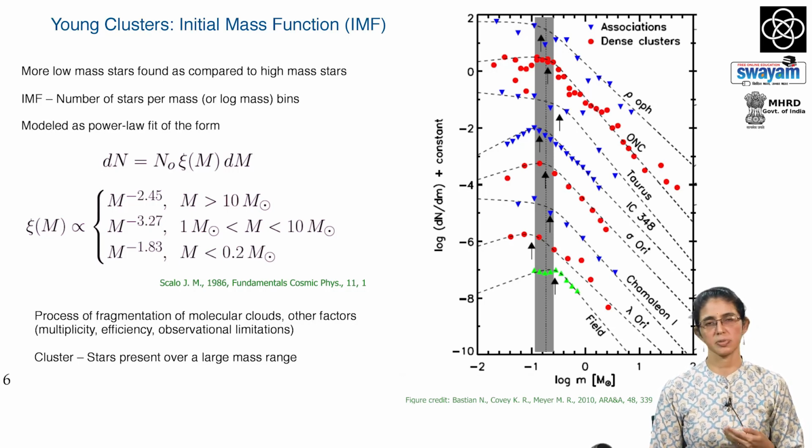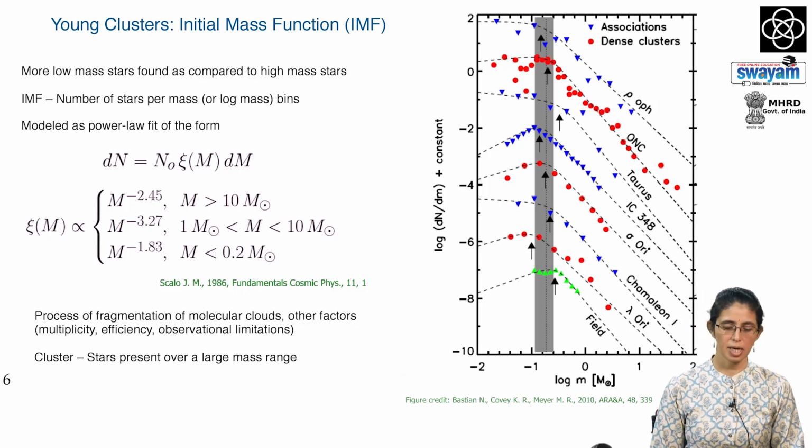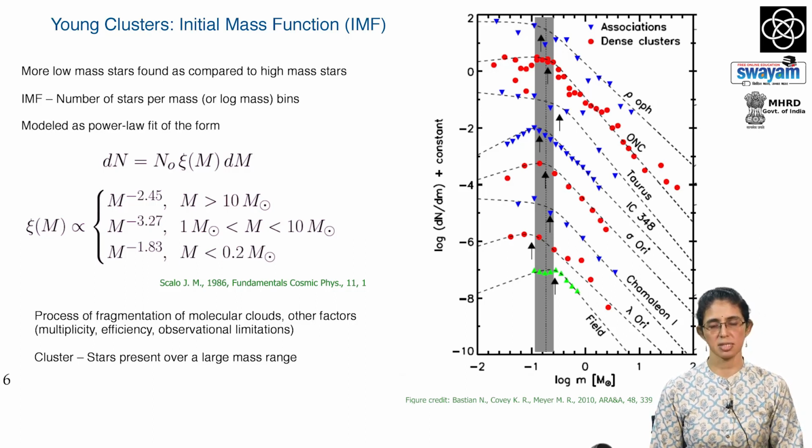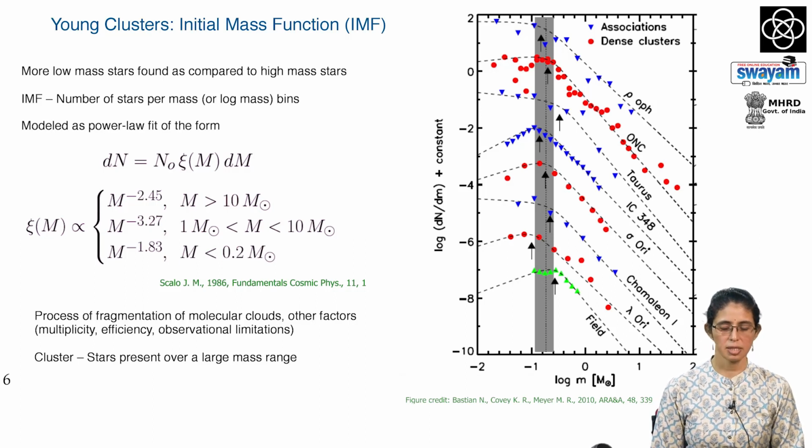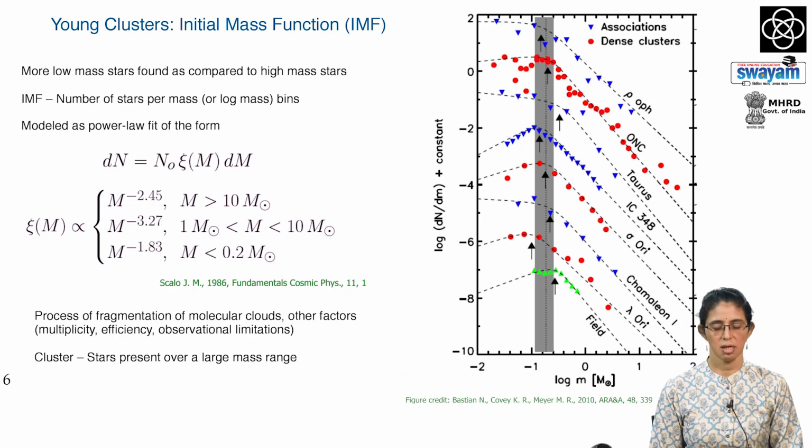But the most common form of power law that is very well accepted and applied in many places is the Scalo power law form, and this is given in the slide here. As one can see, dN is equal to N naught xi(m) dm. This represents the initial mass function xi(m), and dN by dm represents the number of stars per mass bin, and N naught is the constant.